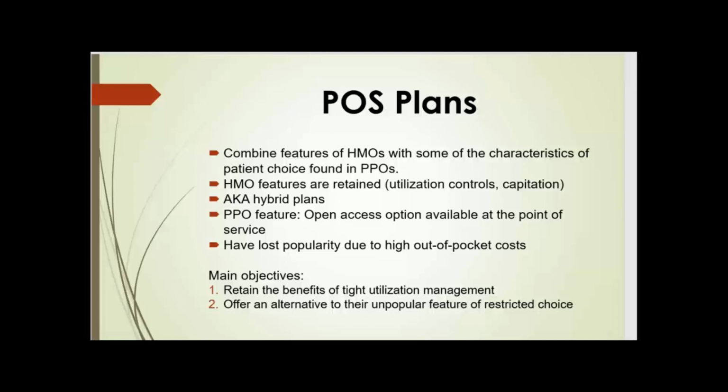Point of service plans grew in popularity because choice of providers had a special appeal for most enrollees. Over time, as HMOs relaxed some of their utilization control practices and PPOs already offered a choice of providers, the need for a hybrid plan became less and less important to consumers. The main objective was to retain the benefits of tight utilization management and offer an alternative to the unpopular feature of restricted choice.